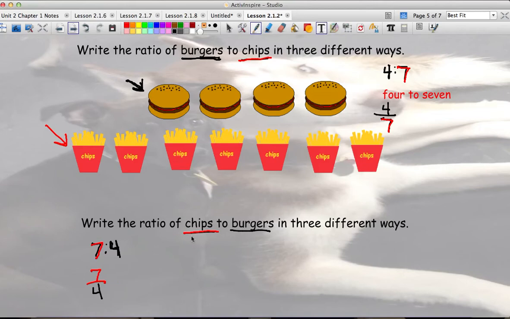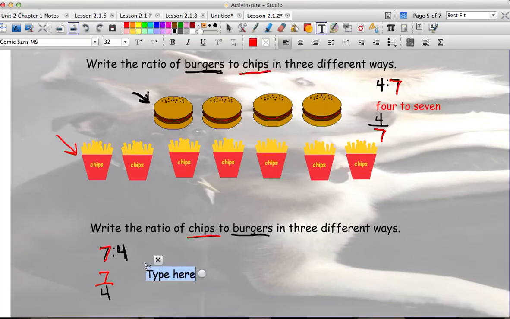And then I can also write it in words. So first would be the chips, which is in red, which are 7. And then I know that I have 4 hamburgers.